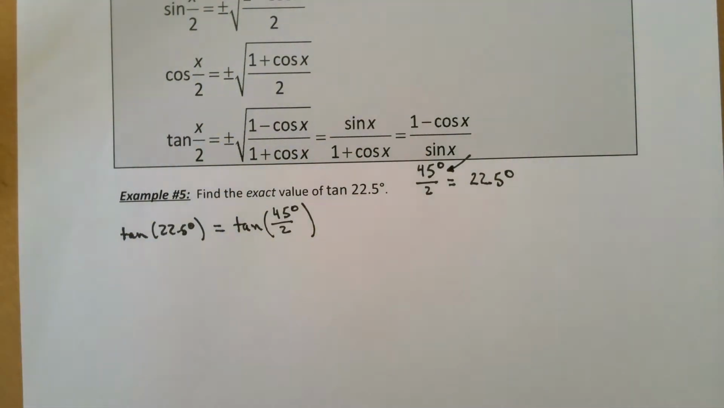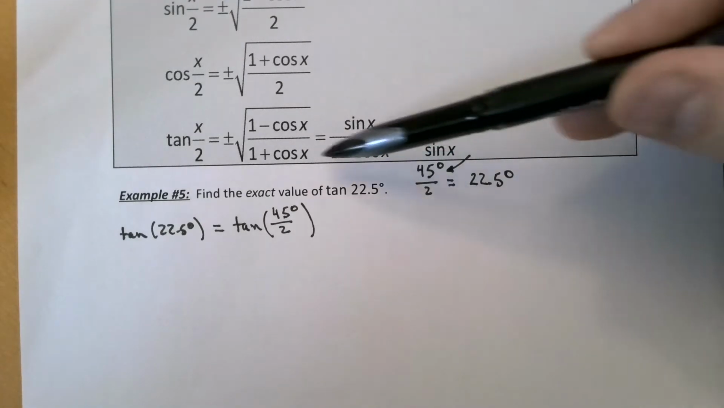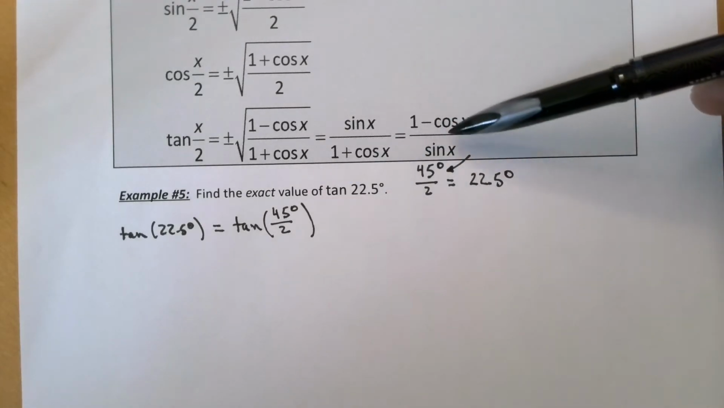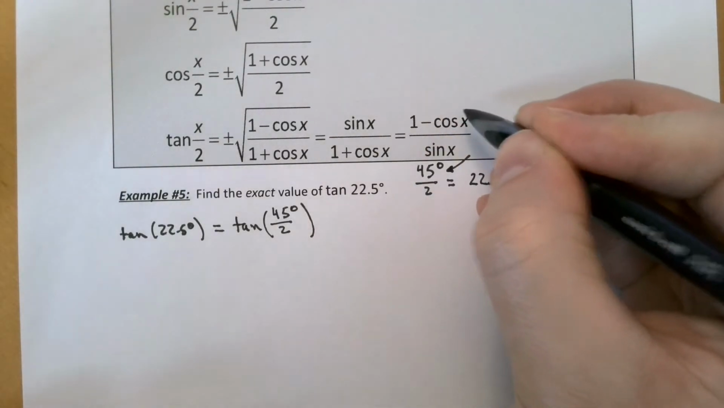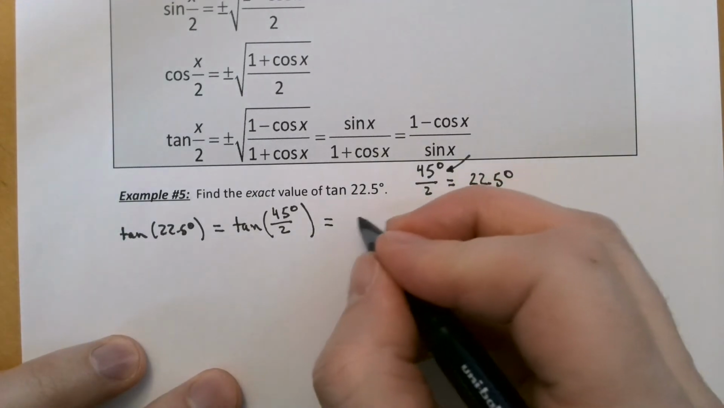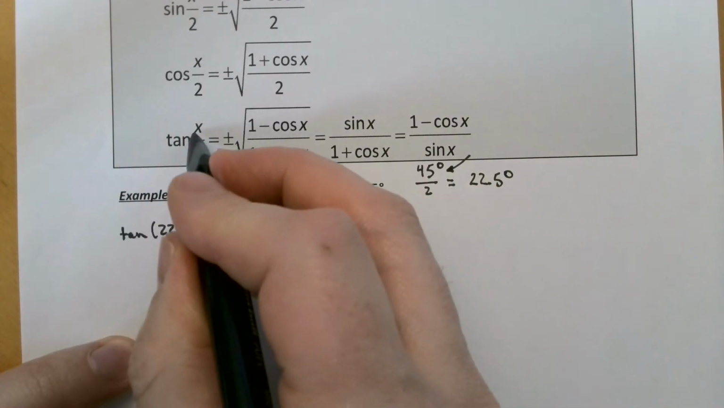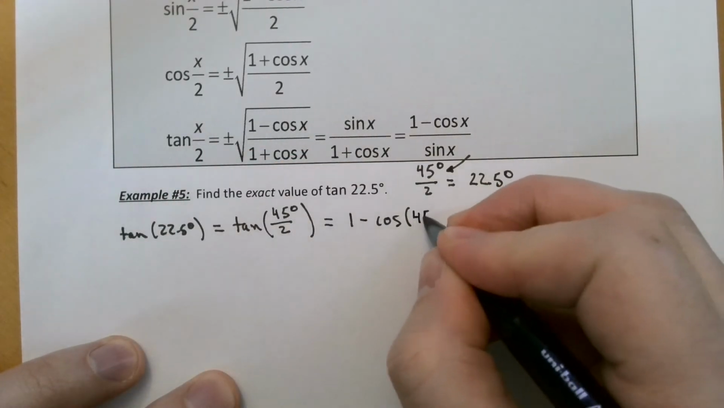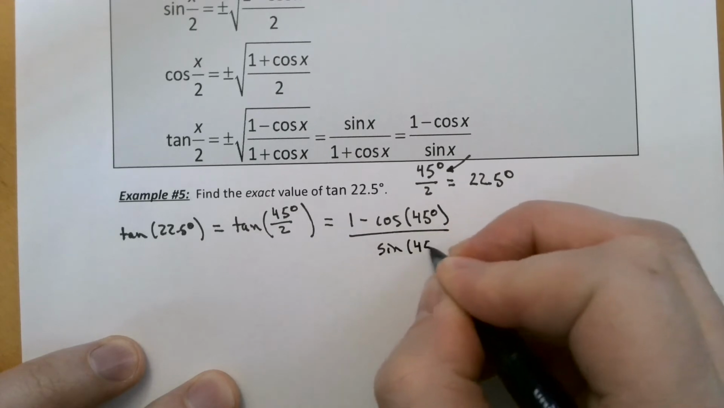Do we want to have a square root to mess with, or do we want to not have a square root to mess with? It doesn't particularly matter. And then the other question is, do we want to have a sum in our denominator, or do we not? So I'm going to pick this last representation of the half angle value so that I just have one thing in the denominator. So we're going to have 1 minus cosine of what we're dividing by 2, in this case 45 degrees, divided by sine of 45 degrees.